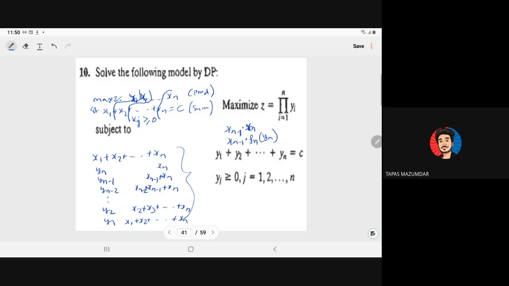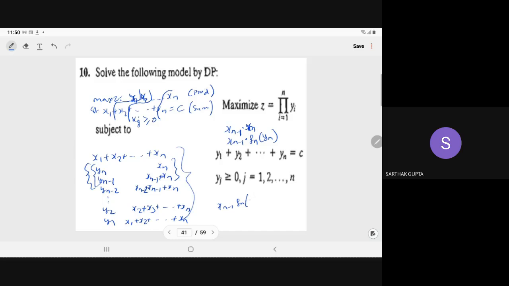This yn can be written as, from these two relations, yn can be written as... So xn minus 1, fn of yn can be written as, yes, now yn minus xn minus 1. Yes, right, from these two you can write easily. Now I have written here clearly.